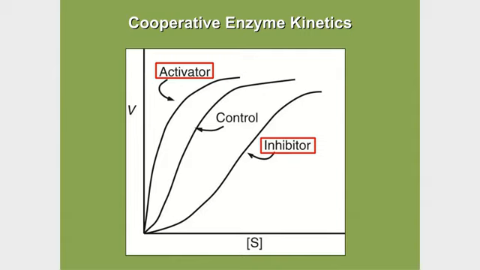Now, biochemists tend to use the word activators. Pharmacologists tend to use the word agonists, but it's one and the same. Pharmacologists tend to use the word antagonists. Biochemists tend to use the word inhibitor. It's one and the same. But the idea is if an antagonist is added to the enzyme, the curve will shift to the right, slowing down the enzyme from working.